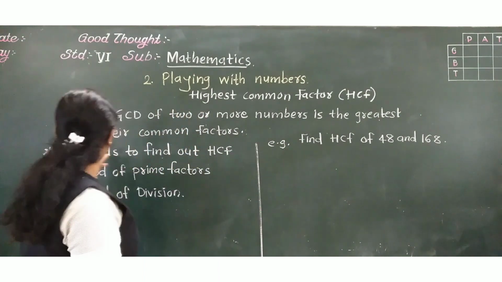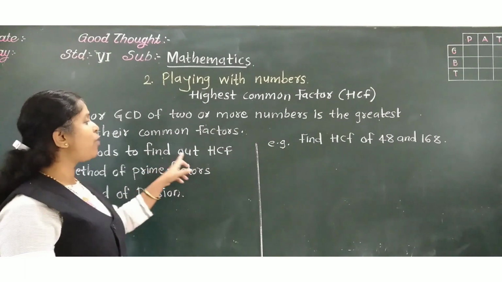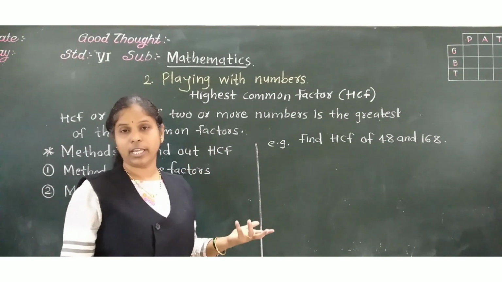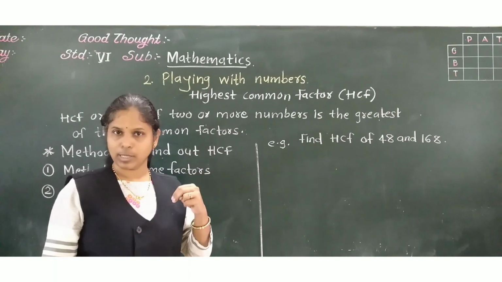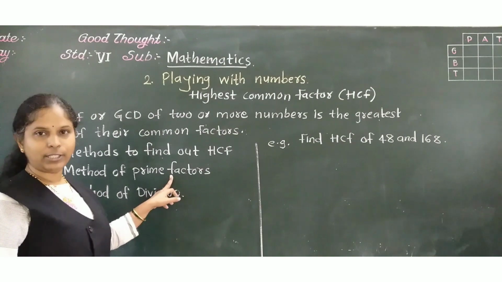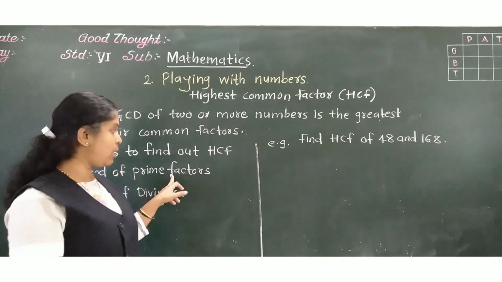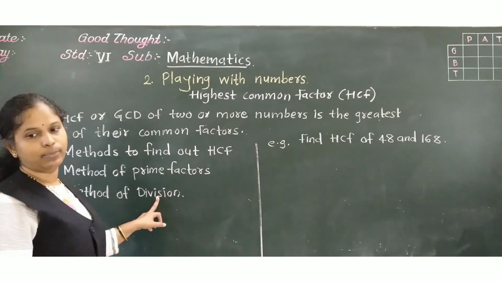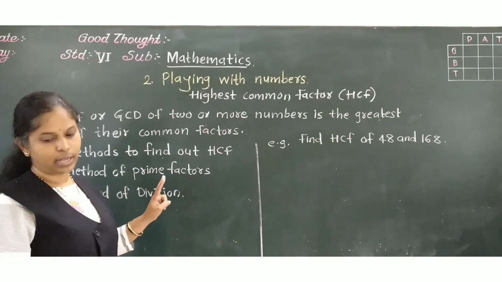Now, methods to find out HCF. How to find out the HCF of given two numbers? There are two methods: the method of prime factors, which we just learned in the previous video, and the method of division. These two methods are there.